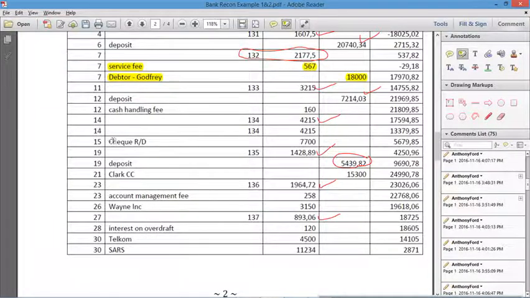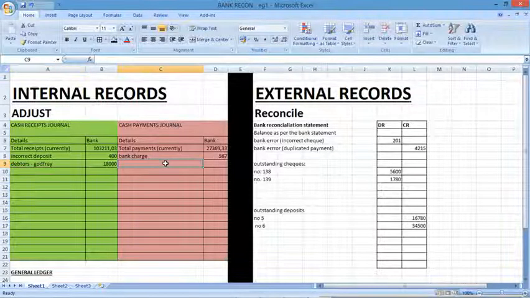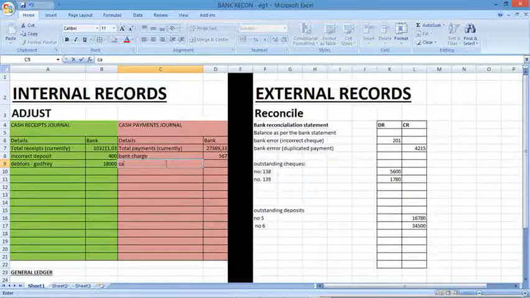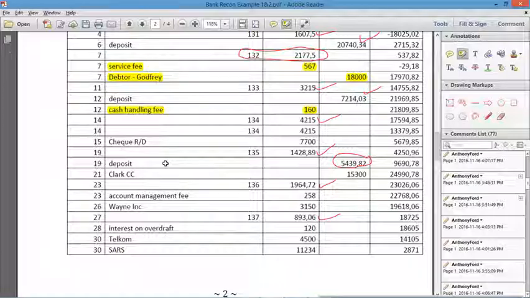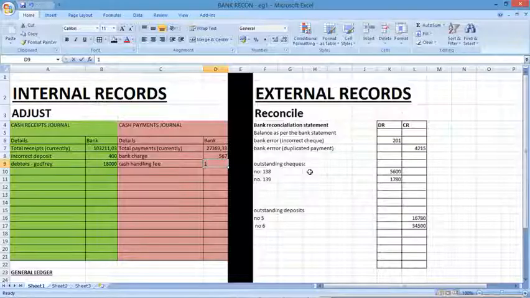Right, what amount do you see next? The cash handling fee. What is that? It's a bank charge. Okay. Adjust to reconcile. Okay, where do we put it? You have to pay it, so the cash payments. Exactly. Okay, what is the amount? 160.